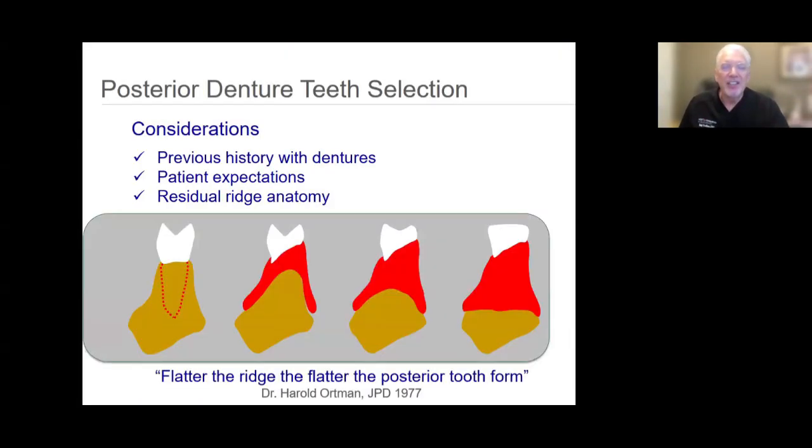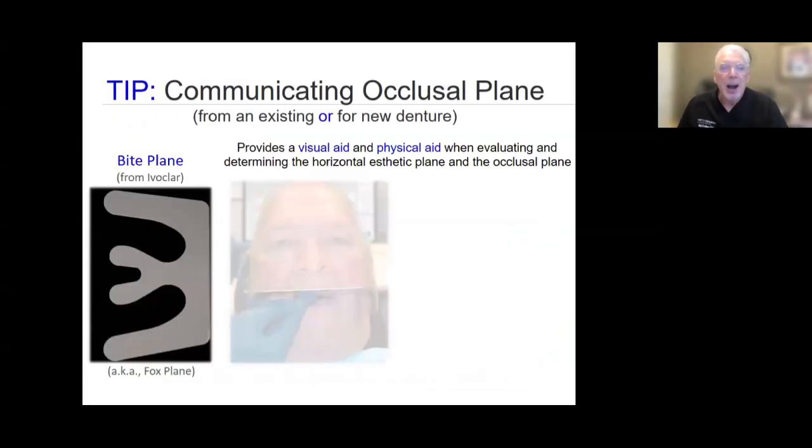When it comes to denture teeth, your laboratory technicians should know this, but just know that the flatter the ridge, the flatter the occlusal plane should be to keep from displacing the denture and causing those shearing forces.